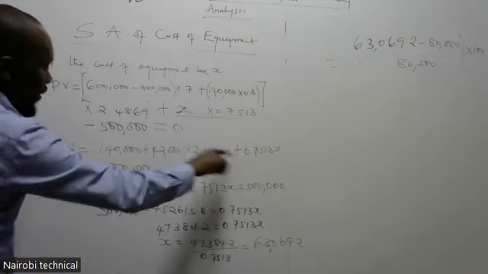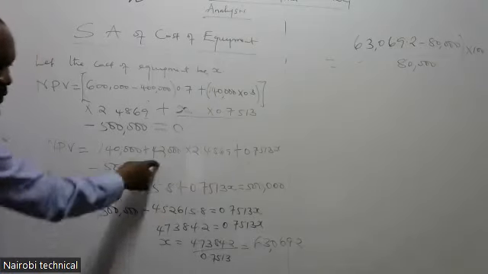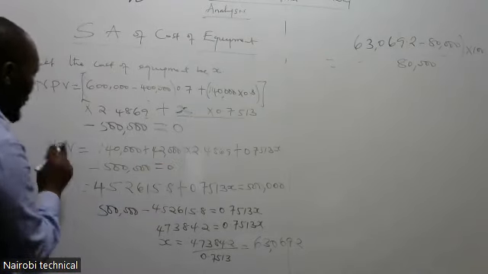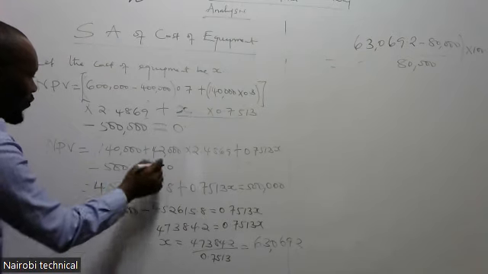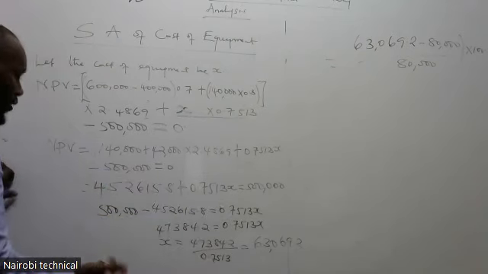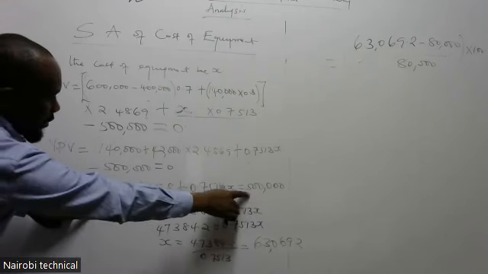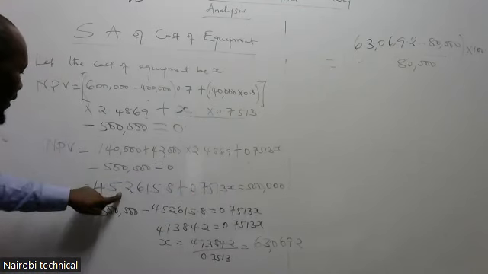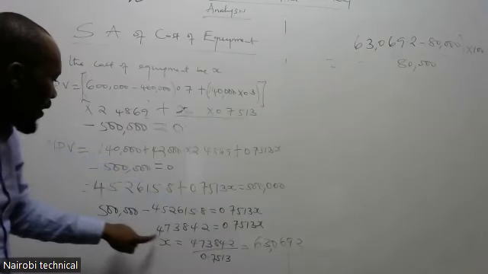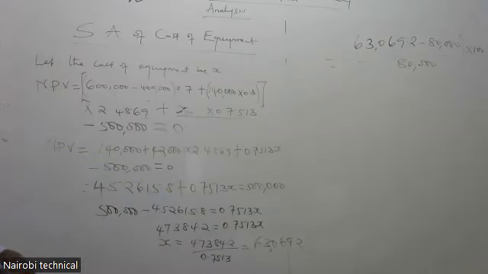We now bring it to the other side. It becomes positive. This one was equal to 0, remember? Because NPV should be 0. So all these were equal to 0. So the 500 crosses to the other side. So then when you come here, it's now 500, which is positive, minus this one crosses, so that we remain with this one as positive on this other side. Is that okay? Yes.